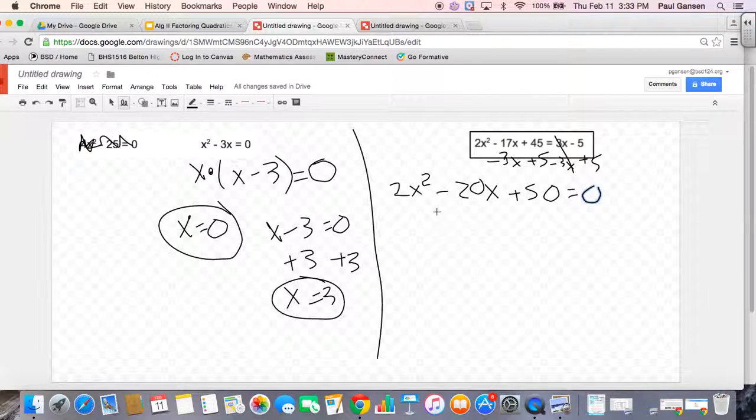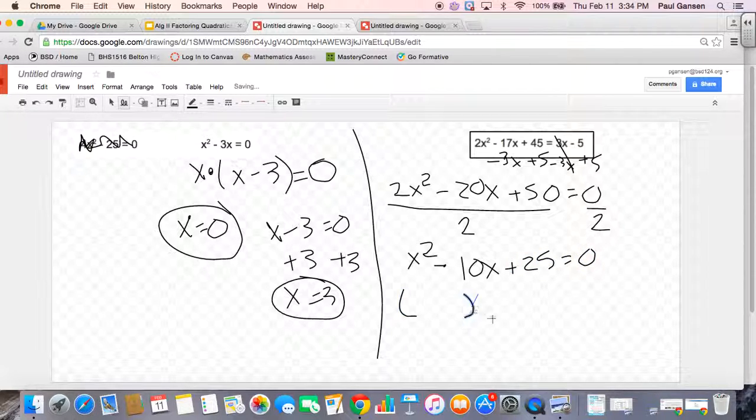So that kind of leads us to the next step. Notice how we have 2x squared minus 20x plus 50. These all have a common factor of 2. I'm just going to divide that 2 out. Again, as long as I do a valid step on both sides, it works out. So I have x squared minus 10x plus 25 equals 0. I'm going to set up my factors. Again, x and x. Factors of 25 that combine to give us 10. Well, those are going to be 5 and 5.